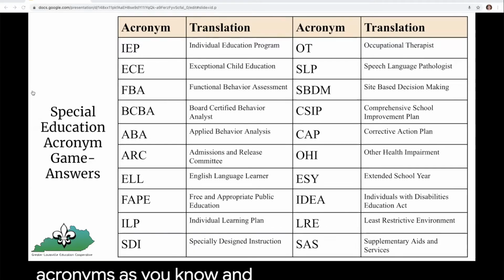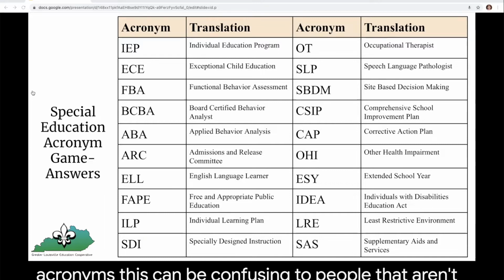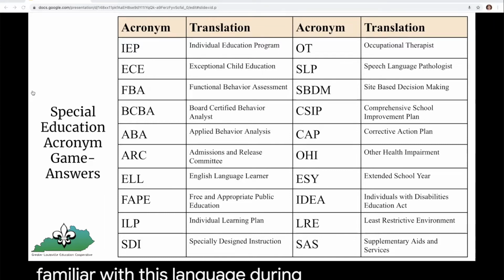In education, specifically in special education, we use a lot of jargon and acronyms. This can be confusing to people that aren't familiar with this language. During any meeting in which parents and students are invited, make sure that you explain terms and acronyms so everyone can understand.